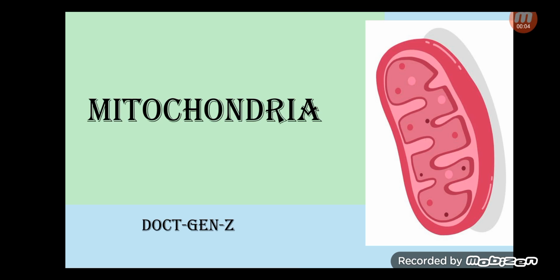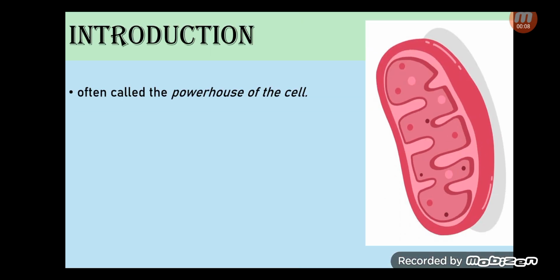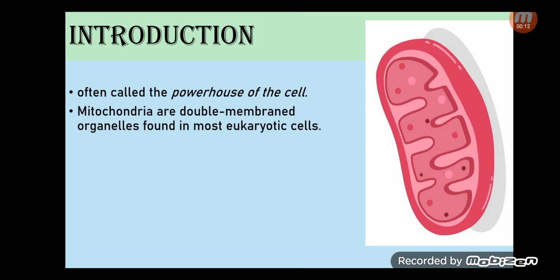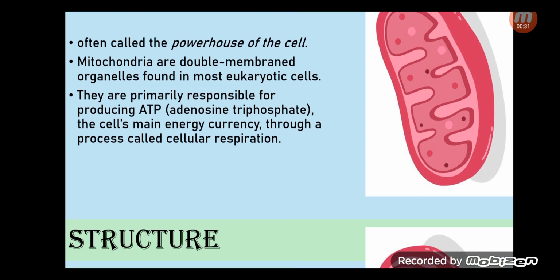Today we are going to talk about mitochondria. Starting the topic with the introduction, mitochondria is also called the powerhouse of the cell. It is a double membrane organelle found in most eukaryotic cells. This is an important point: they are not found in prokaryotic cells. They are primarily responsible for producing ATP, that is adenosine triphosphate, the cell's main energy currency, through a cellular process called cellular respiration.